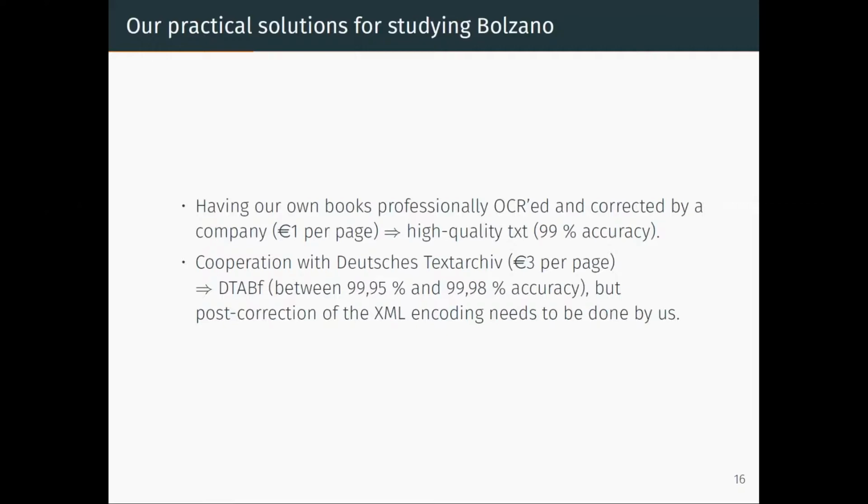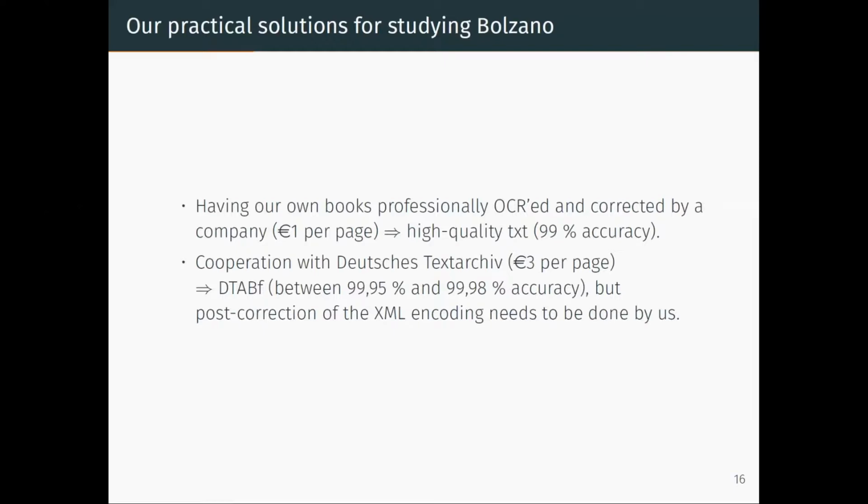Yeah, so that was the situation, and of course we wanted to do our research anyway. So what are the solutions that we found? The first of them was to have our books professionally OCR'd and corrected by a company, which is about €1 per page, and we get high quality TXT with OCR at about 99% accuracy. That means in every 100 words we have a word which is not correct. That's a lot for philosophers.